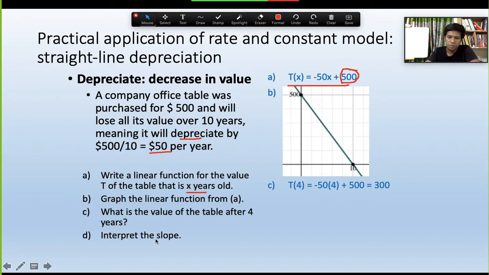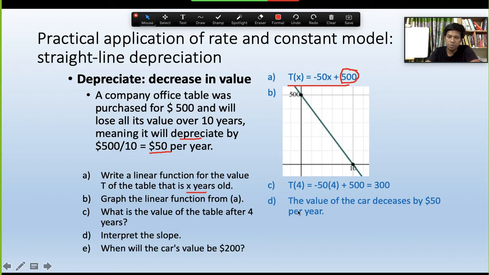Interpret the slope. So our slope here is minus 50. That means in each year, the value will decrease by $50. Decrease means minus. Minus 50 is the slope here. The value of the table decreases by $50 per year. This is the interpretation of the slope.